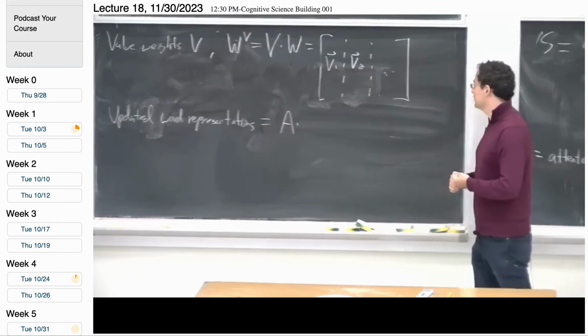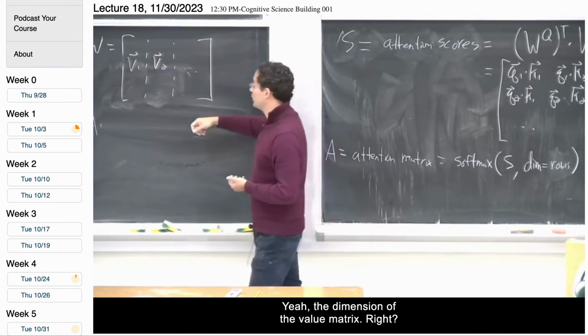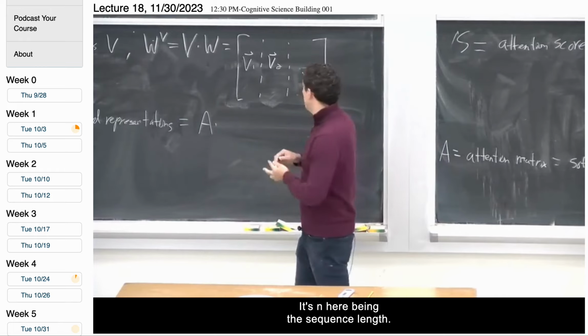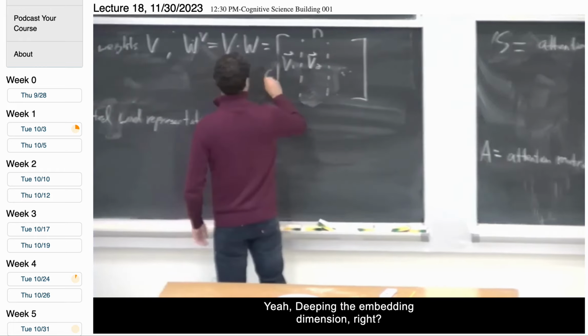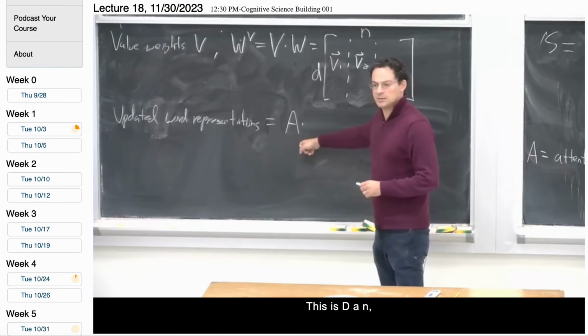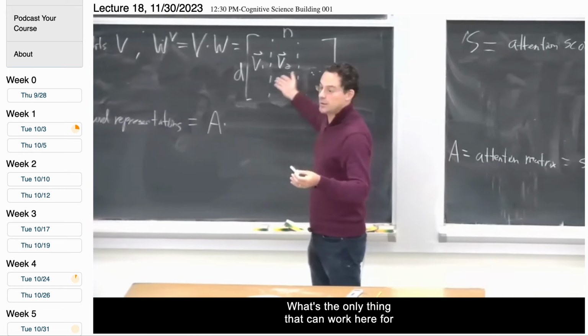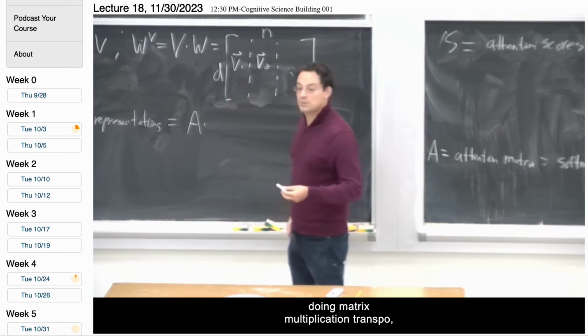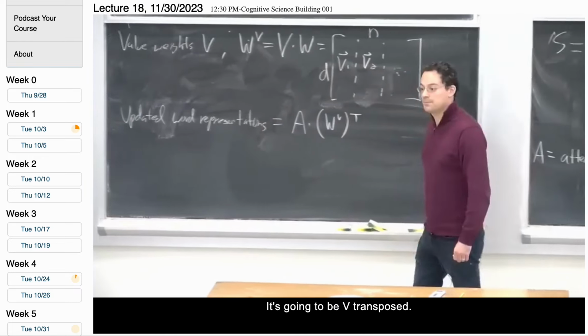So, what are the dimensions of this matrix here? Right. Okay. So what's the dimension of the value matrix? It's n here, n being sequence length. D being the embedding dimension. So this is n by d. A is n by n, sequence length by sequence length, because we have words attending to each other. So what's the only thing that can work here for doing matrix multiplication? Transpose. So it's going to be WV transpose.